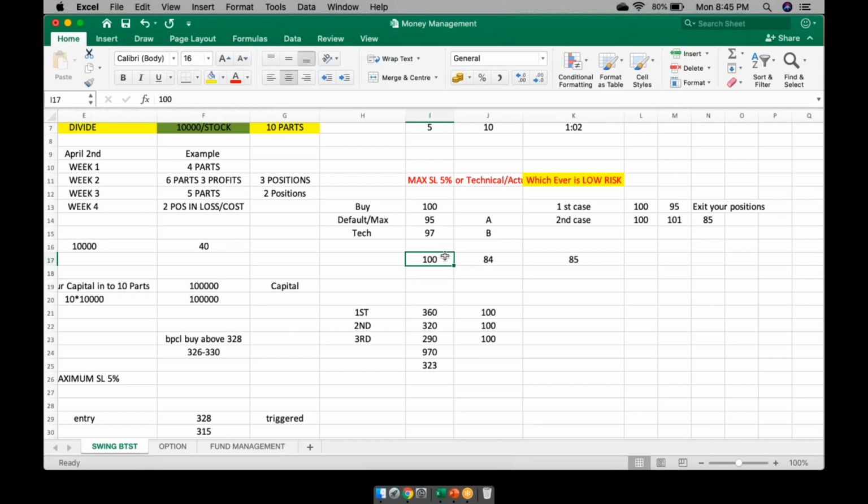And someone asked, after exiting at 82, what if it again comes back to 84? What if it is going to 60 rupees?